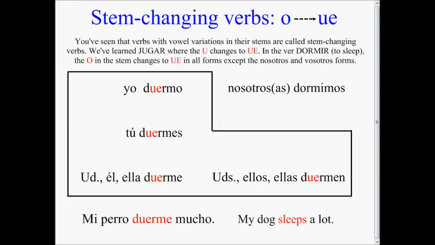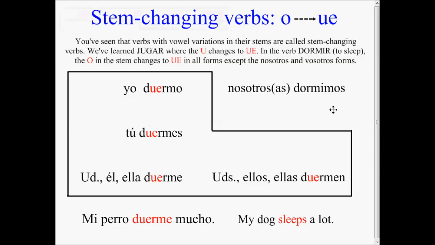Now let's look at stem-changing verbs. You've seen that verbs with vowel variations in their stems are called stem-changing verbs. We've learned jugar, where the U changes to UE. In the verb dormir, which means to sleep, the O in the stem changes to UE in all forms except the nosotros and vosotros forms. Yo duermo. Tú duermes. Usted, él, and ella duerme. Ustedes, ellos, ellas duermen. To put it into practice, you could say, mi perro duerme mucho. My dog sleeps a lot.